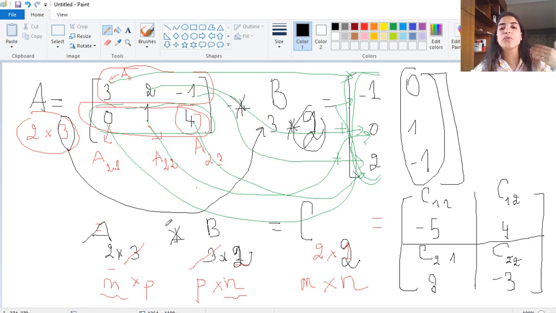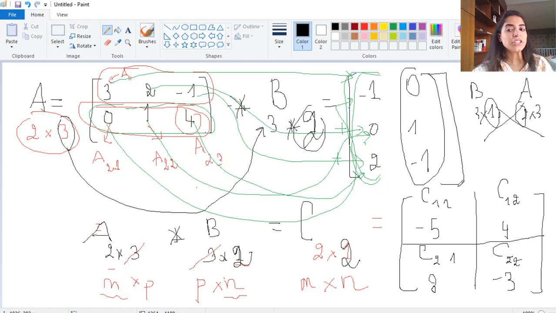Now, if I go back to the first example where B is a 3 times 1, can I do B times A? So B, let's say, is 3 times 1, and A is 2 times 3. Can I do B times A? No, I can't. Because, in fact, I don't have the same internal dimension. So this multiplication is not valid, and you will see, guys, later on that if I want to do this multiplication on MATLAB, MATLAB will give me an error telling me that they do not have the same internal dimensions.